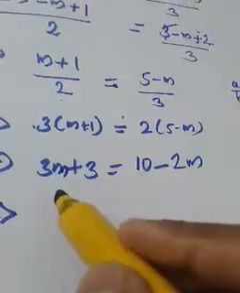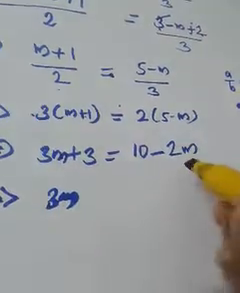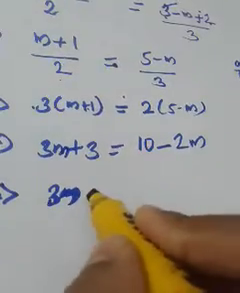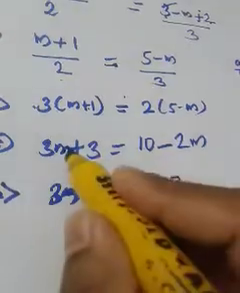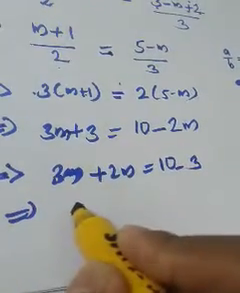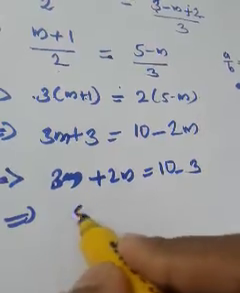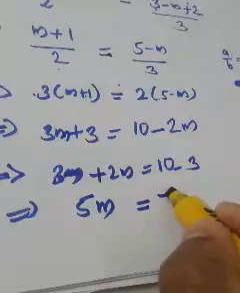Okay, now it is a time to take all the terms with the variables together. So write 3m here, that minus 2m, when you take to left side it becomes plus 2m, and on the right side 10 will remain. When you take this plus 3 to the right side it becomes minus 3. And what is 3m plus 2m? 3m plus 2m is 5m, isn't it? So 10 minus 3, what is 10 minus 3? 7.